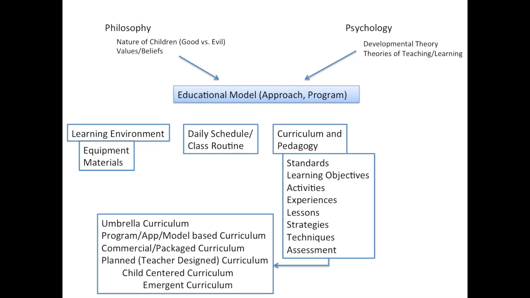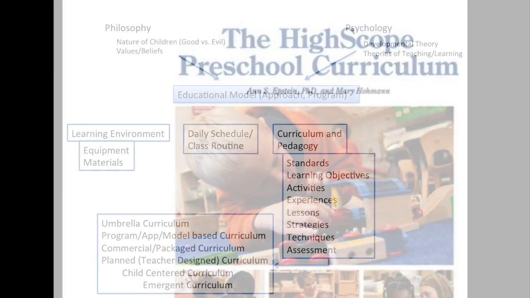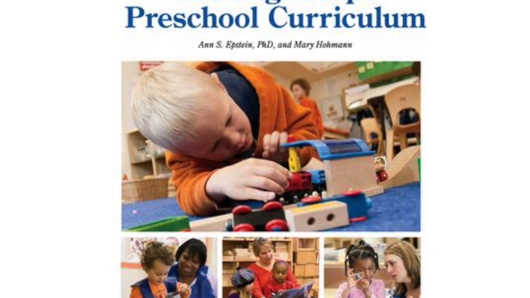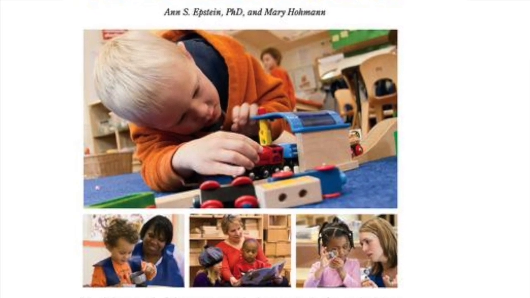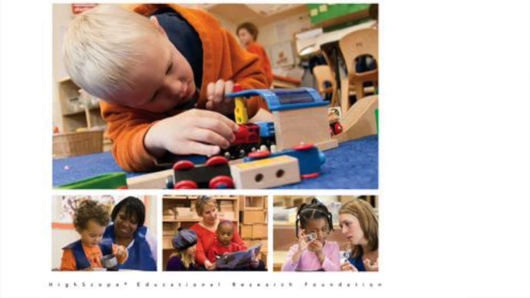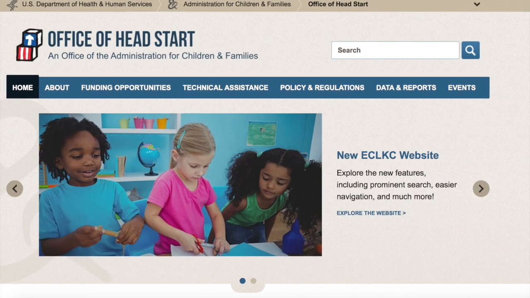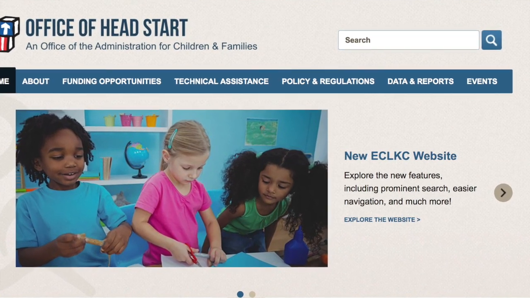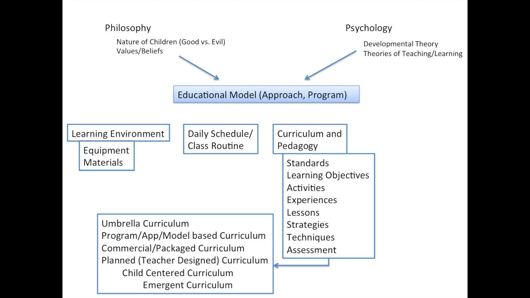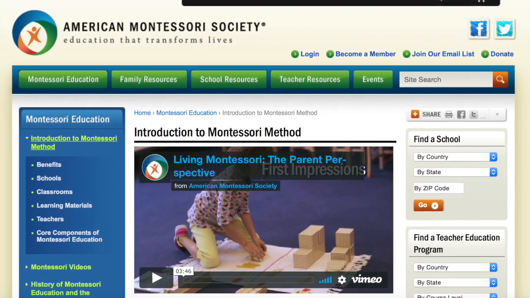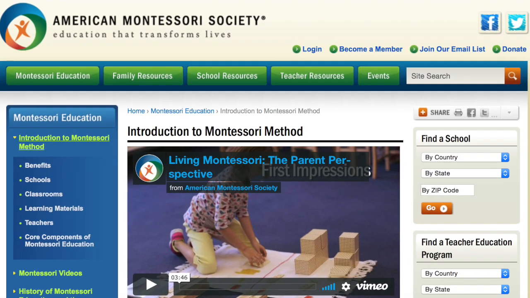Another type of curriculum is a program, approach, or model-based curriculum. In this case, we have, for example, the HighScope curriculum that clearly represents the HighScope approach to education. That would be an example of it. Another would be a program. For example, the Head Start program is a program-based curriculum. The Montessori model or the Montessori approach is another approach-based curriculum.